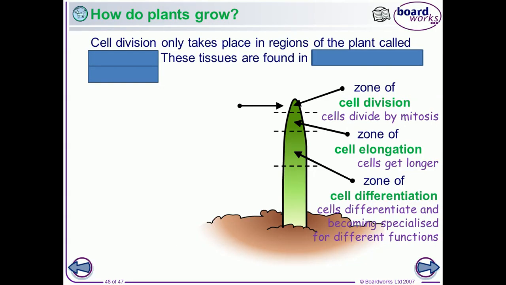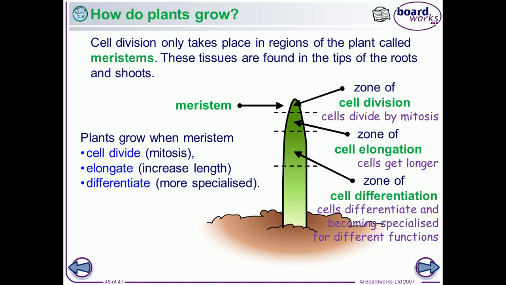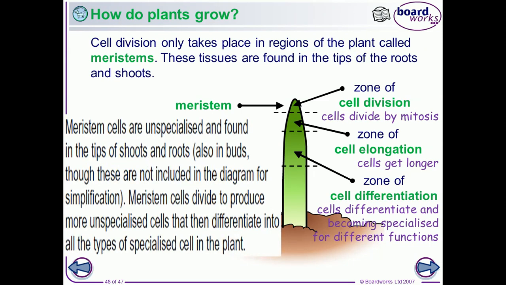There are three different types of stem cells you need to know. So we already discussed the stem cells found in plants called meristem cells. And these meristem cells are found in the tips of roots and shoots. They're unspecialized cells. They do mitosis, where the cell divides, so producing more unspecialized cells. And then these unspecialized cells differentiate into any type of specialized cells that the plant needs.